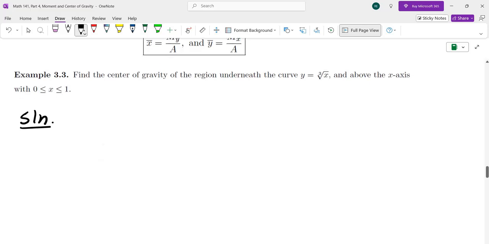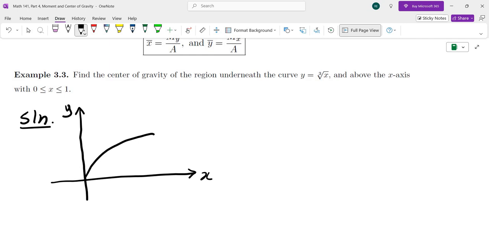Find the center of gravity of the region underneath the curve y equals cube root of x and above the x-axis. Okay, so let's go ahead and do this problem. So we have cube root of x, which looks like this, but they said x is between 0 and 1. So we have this region. So this is our region, underneath this, above the x-axis. Yeah, so this is our region R. I have to find the center of mass.